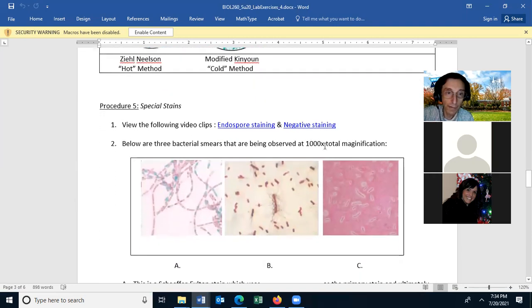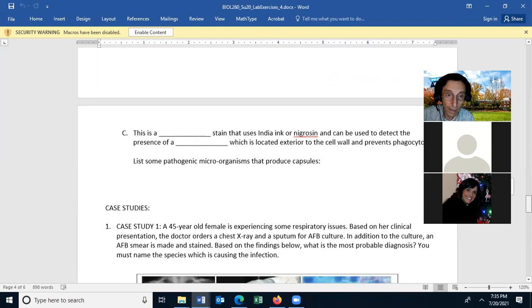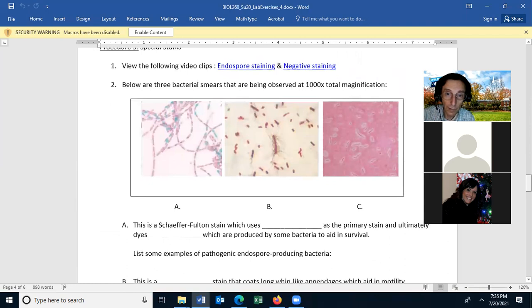And then do procedure 5. It's looking at special stains. We do have a video clip on the endospore staining and a negative staining. And then we have 3 slides, A, B, and C here, which are showing you the special stains. Answer the questions for slide A, answer the questions for slide B, and answer the questions for slide C. Any question about any of that? You do have to understand the slides and the stains to answer these questions.